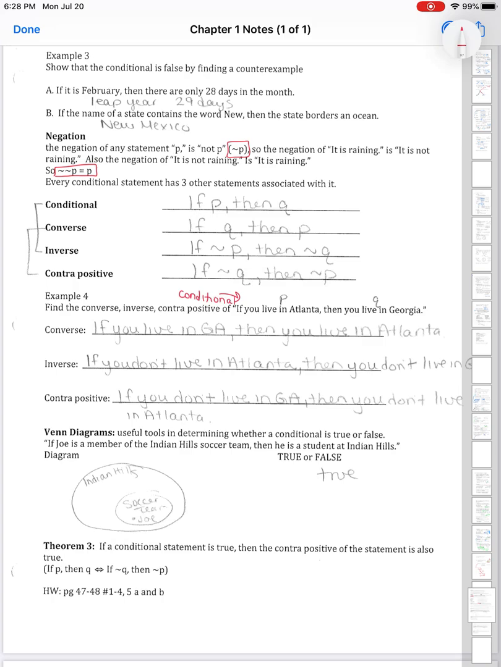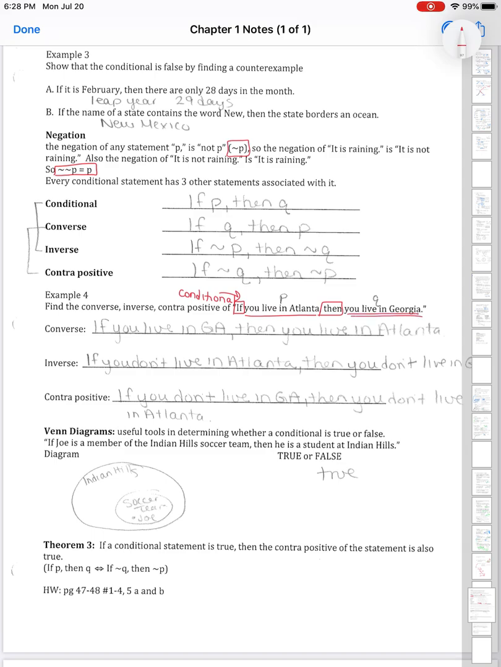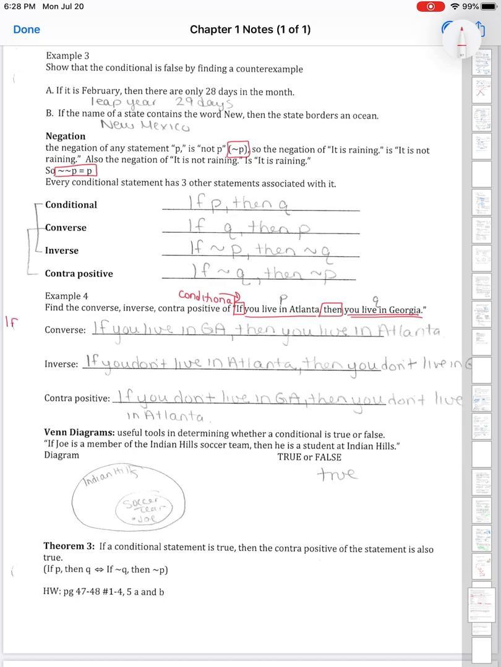So what you're going to find is P and Q, they're not going to be P's and Q's. They're going to be actual words. So the next example is going to show you. So it says find the converse, the inverse, and the contrapositive. So you're given the conditional. So this is your conditional already, which means it should go if P, then Q. So we see our if, we see our comma and our then. So you live in Atlanta is our hypothesis, or P, and you live in Georgia would be our conclusion, or our Q value.